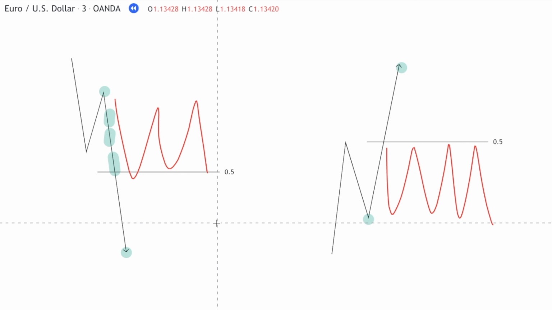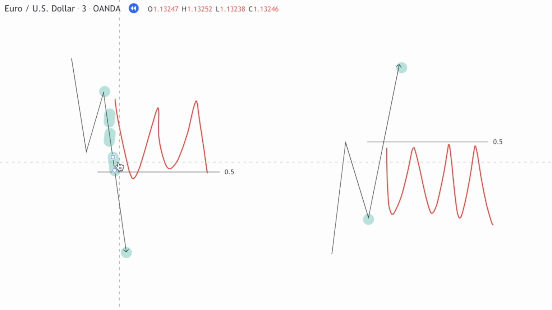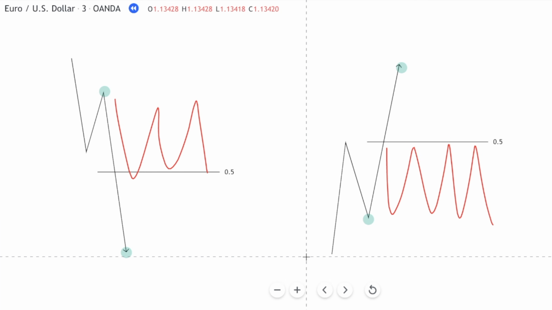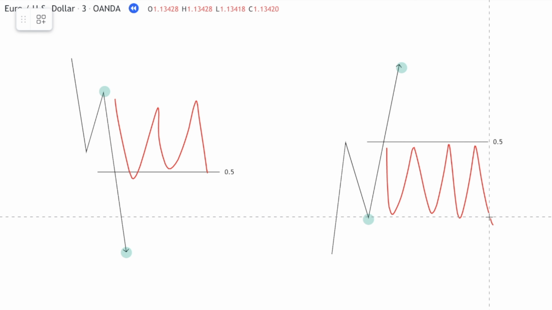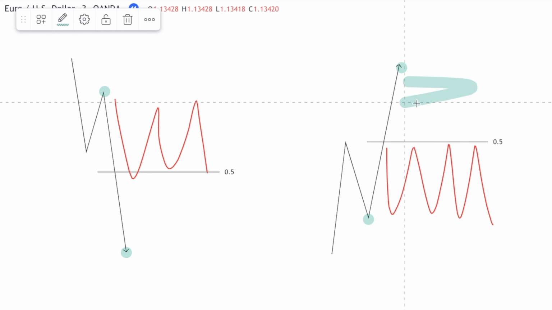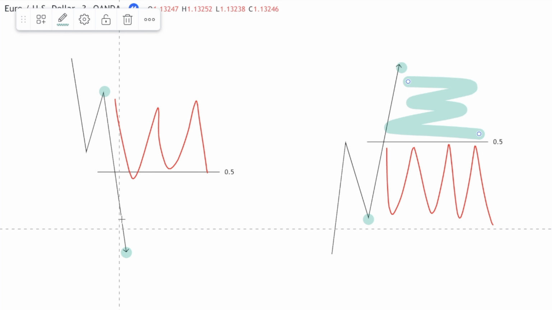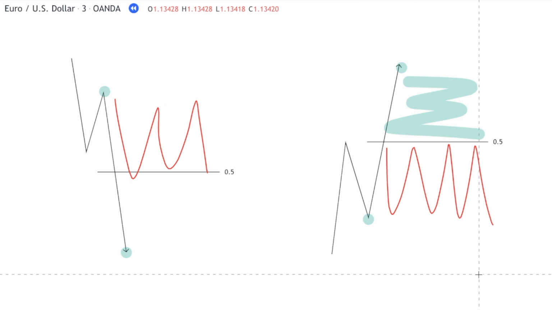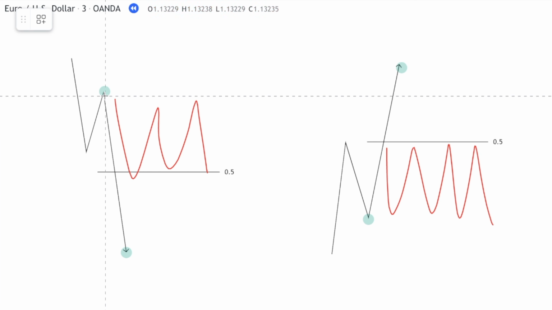Now I'm going to take it one step further. When price is in discount or when price is in premium, that means price is well priced. So anything you take above the 50%, below the 50% here is high probability. Any buys you take here is low probability, and any sells you take here is low probability as well.